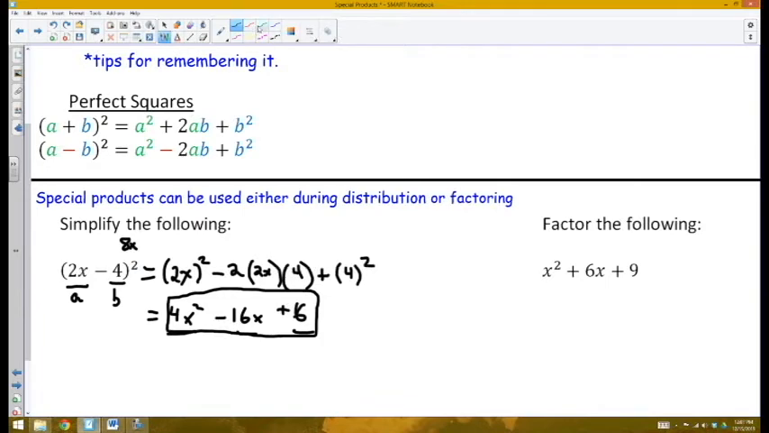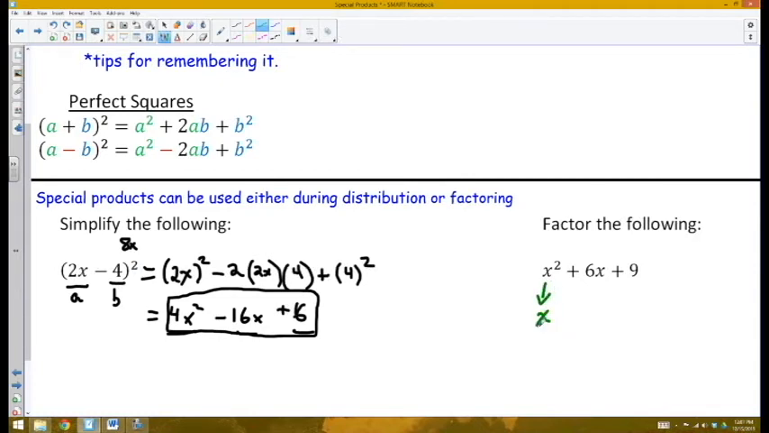Now, how do you use it for factoring? That's a little bit different. First, you'd have to recognize that what you have is a perfect square. So how do you recognize that? Well, notice that in this perfect square, in either one, the subtraction or the addition, the first term and the last term both have to be perfect squares. The first term has to be a perfect square and the last term has to be a perfect square.